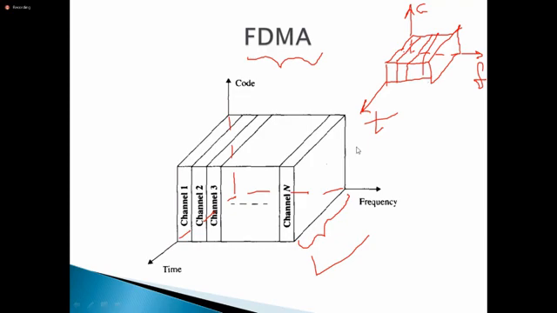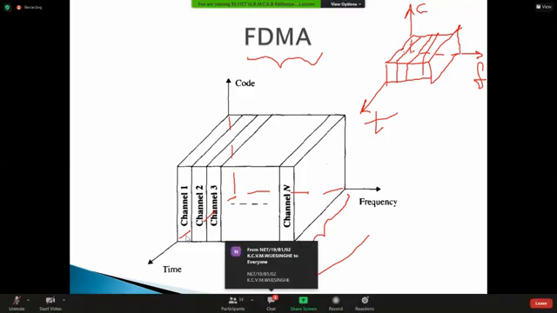Now here, the frequency axis is divided into different channels. Channel 1, channel 2, channel 3, channel 4. Likewise, the frequency axis is divided, but the code axis is not divided. The time axis is not divided. See, there is no change in the time or the code.